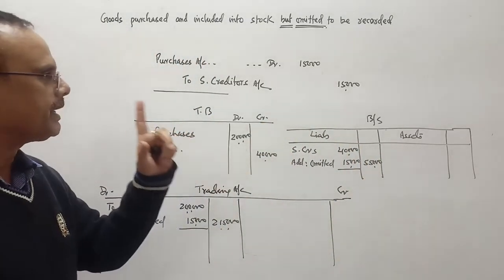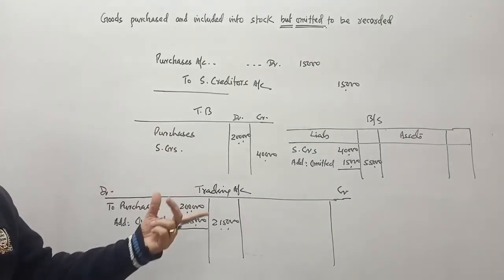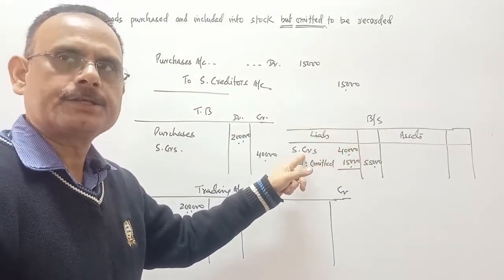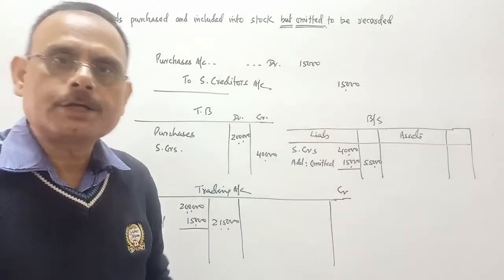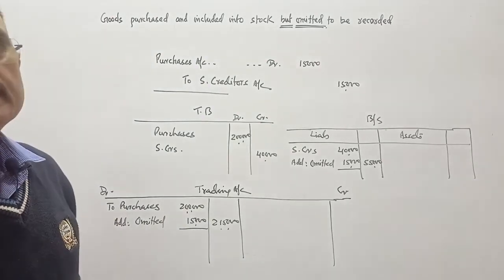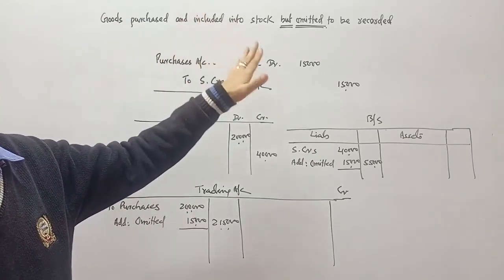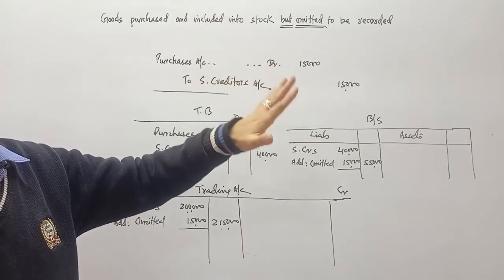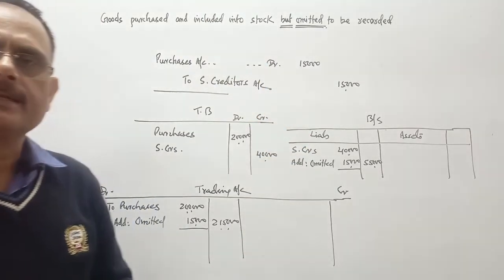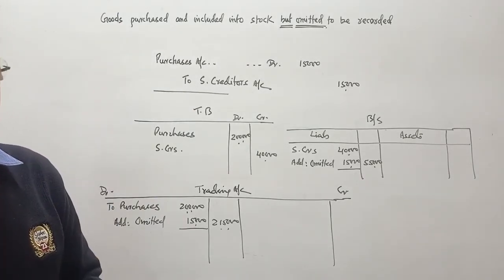So the adjustment will be at 2 places. In the trading account debit side you add on the purchase which was omitted earlier, and at the same time in the balance sheet in sundry creditors you add that amount to know the actual creditors as on that date. Okay, actual creditors as on that date. So what is this adjustment related to? Goods purchased and included in stock but omitted to be recorded in the books of account. This is related to error of complete omission, and these errors come to your knowledge after preparation of the trial balance. This is given in the adjustment.